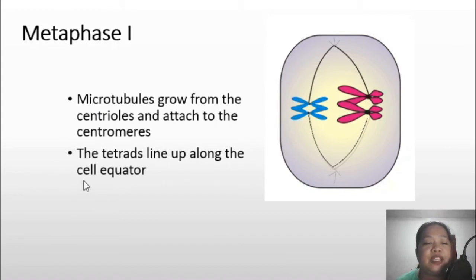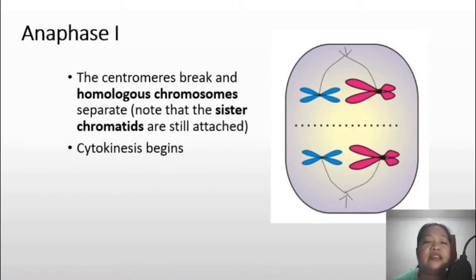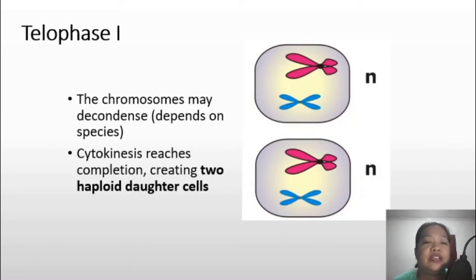Then during metaphase 1, microtubules grow from the centriole and attach to the centromere. So the tetrads are lined up along the equator. Then in anaphase 1, the centromere breaks and the homologous chromosomes separate. Note that the sister chromatids are still attached with each other. So cytokinesis begins. At this first stage of meiosis 1, the chromosomes are not yet haploid, so they are still diploid. In telophase, the chromosomes may decondense and the nuclear envelope may reform, depending on the species. Then cytokinesis reaches completion, creating 2 haploid daughter cells.